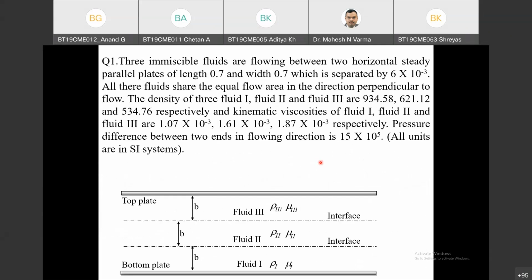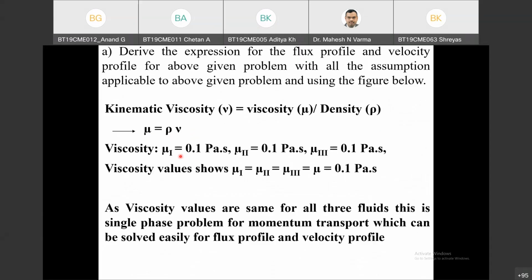So these are the three fluids. If we calculate the viscosity, mu by rho is the kinematic viscosity, so mu equals rho into kinematic viscosity. So mu1 equals 0.1 Pascal second, mu2 equals 0.1 Pascal second, and mu3 equals 0.1 Pascal second. Shreyas, you got 1 Pascal second?